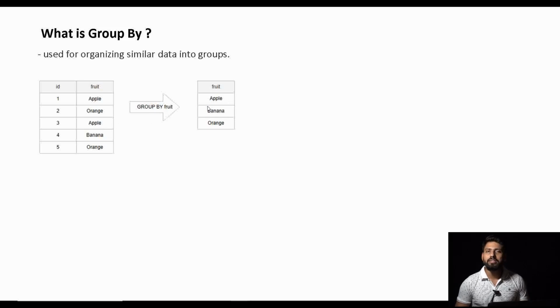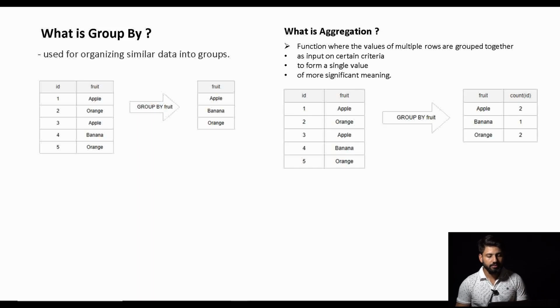Now this particular grouping doesn't make sense without one functionality, that is aggregation. So the consecutive concept that comes into the picture is aggregation. Aggregation is when you apply some functionality or calculation over that particular group, then that group becomes beneficial for calculation purposes. Here you can see that in the same table, when we grouped by fruit and took the count of ID, that means we are taking the count of how many apples, bananas and oranges there were in this whole table: apple is 2, banana is 1, orange is 2. So this now becomes meaningful data in front of us.